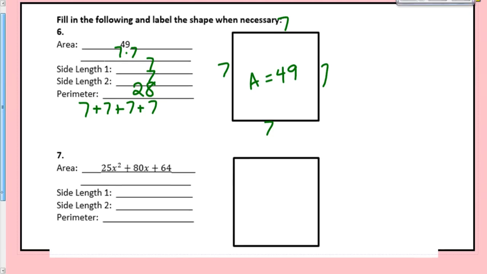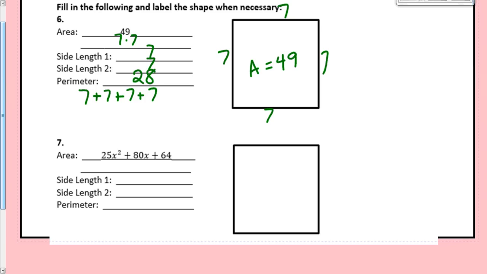Same exact thing with this polynomial right here. Now you're probably thinking, how do I know if it's going to be a square or rectangle? You don't, and it really doesn't matter if you know it or not, because no matter what, you're still going to factor it the same. Okay? So looking at this trinomial right here, I need to go through my steps, right?